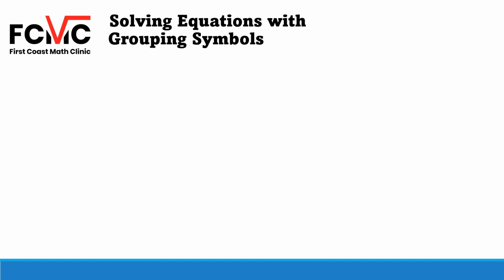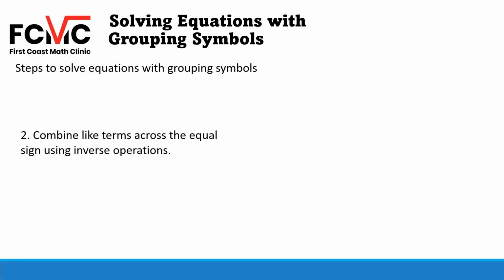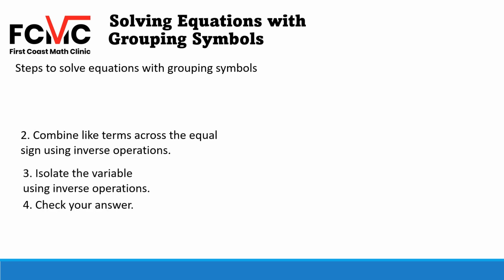So let's go through the steps we're going to use to solve equations with grouping symbols. Similar to the steps we use when solving multi-step equations, we're going to combine like terms across the equal sign using inverse operations, isolate the variable using inverse operations, and check our answer. But we have a different first step. Our new first step is going to be to simplify each side.